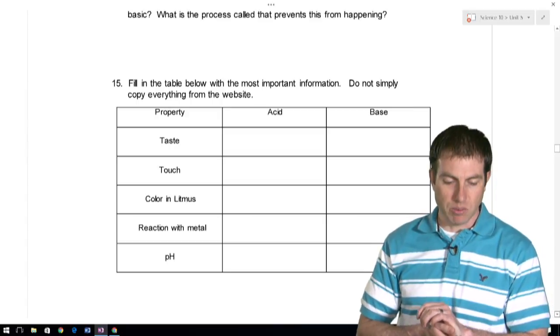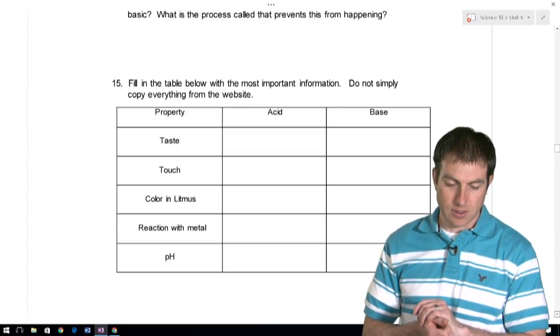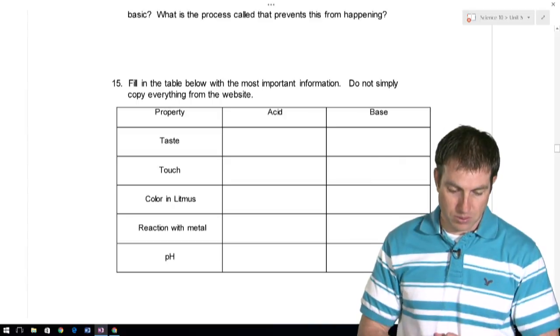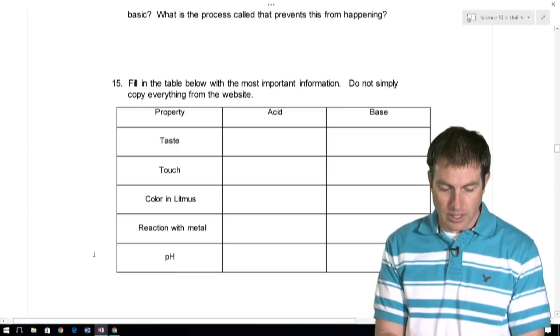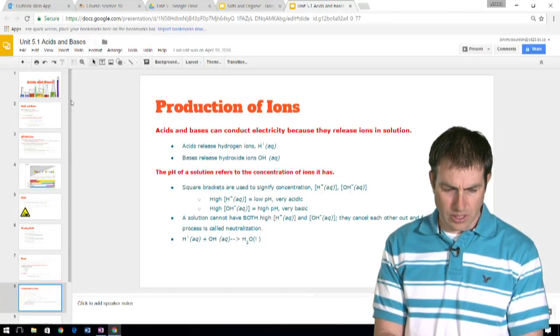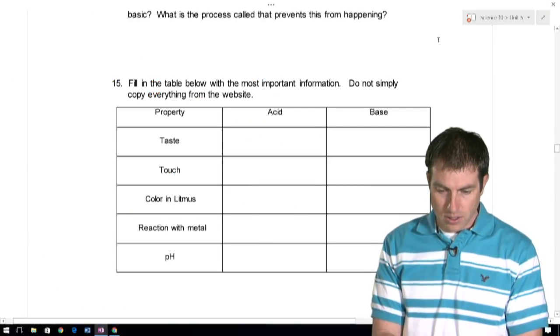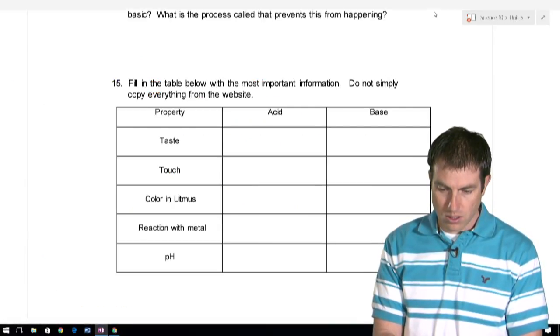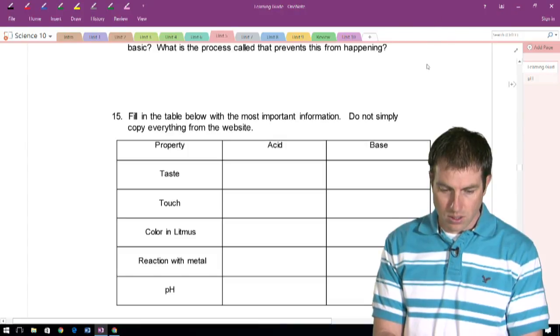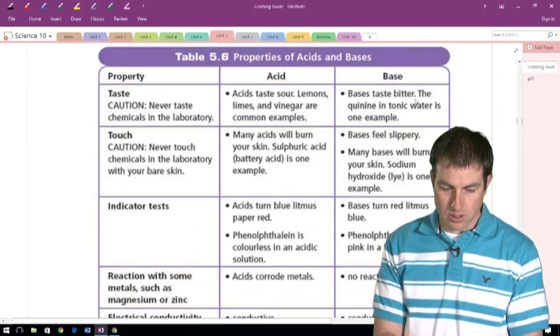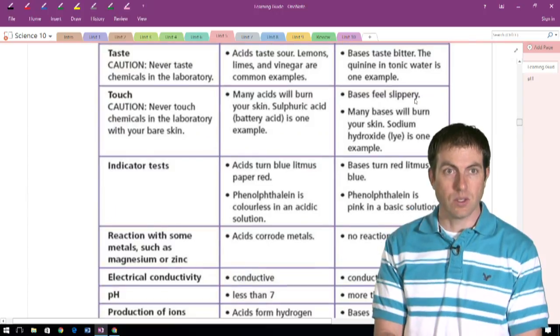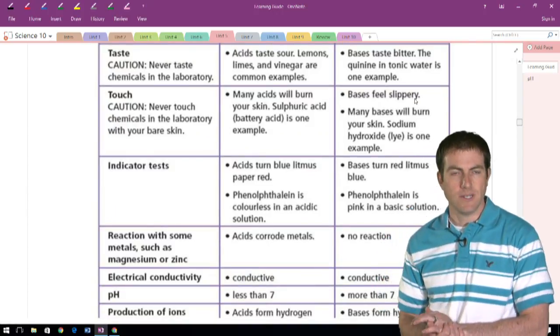All right, so just kind of summarizing acids and bases, color and litmus, reaction with metals, pH. So this was just exactly the same as the chart. I think it's actually in the learning guide, if I'm not mistaken. Let's see if it's there. Up above. Taste, touch, indicators. So it's just information right out of this table here.